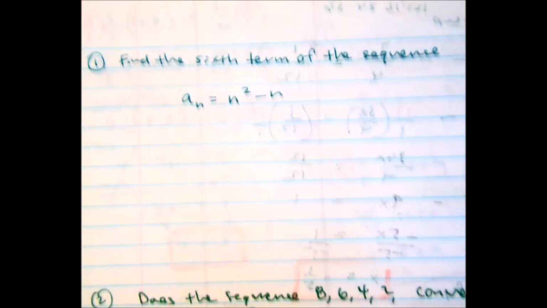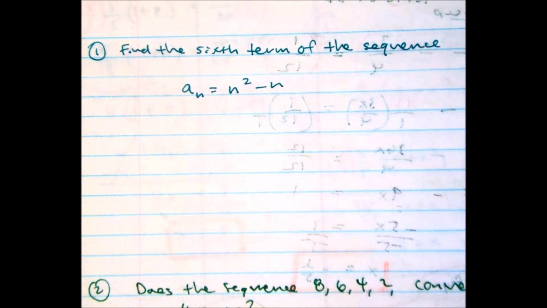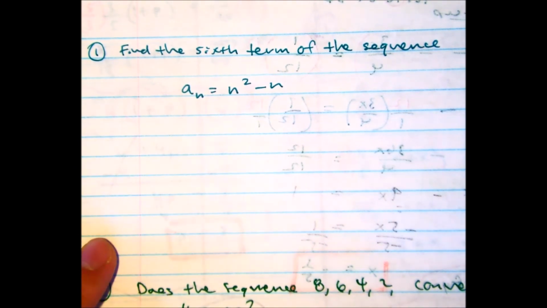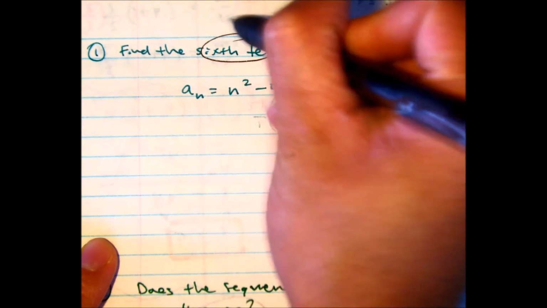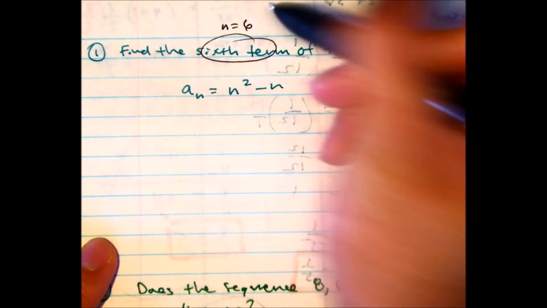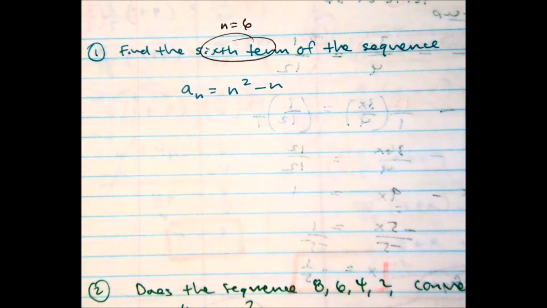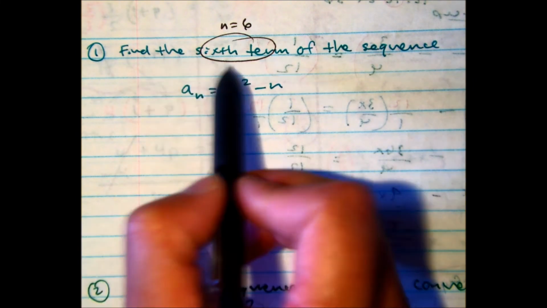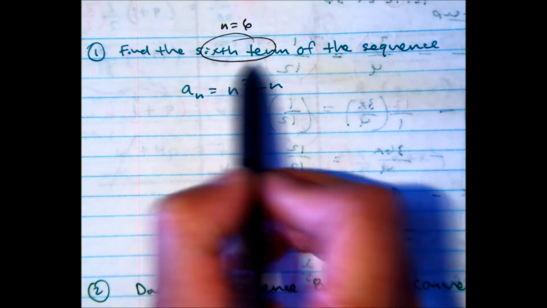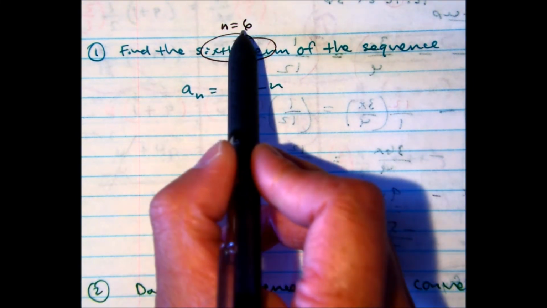Question number 1. Find the 6th term of the sequence. So here, they're telling me the 6th term is n equals 6. You can't see that, so let's switch that again. So I circled the 6th term here, and I put n equals 6.